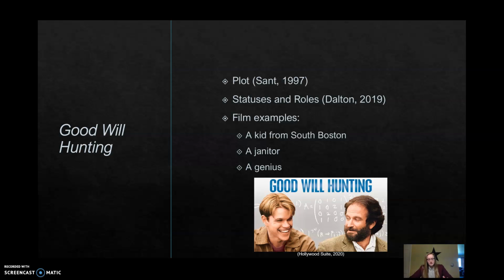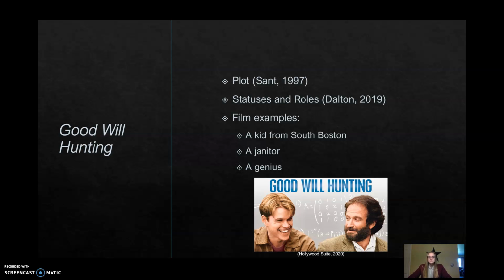Another example of one of his statuses is being a janitor, and the roles associated with almost any occupation involve showing up on time, following orders, and in his case of being a janitor, one of the roles is cleaning the floors. And all throughout the movie, you can see him mopping and scrubbing the floors. So he's acting in a predictable manner for his occupation.